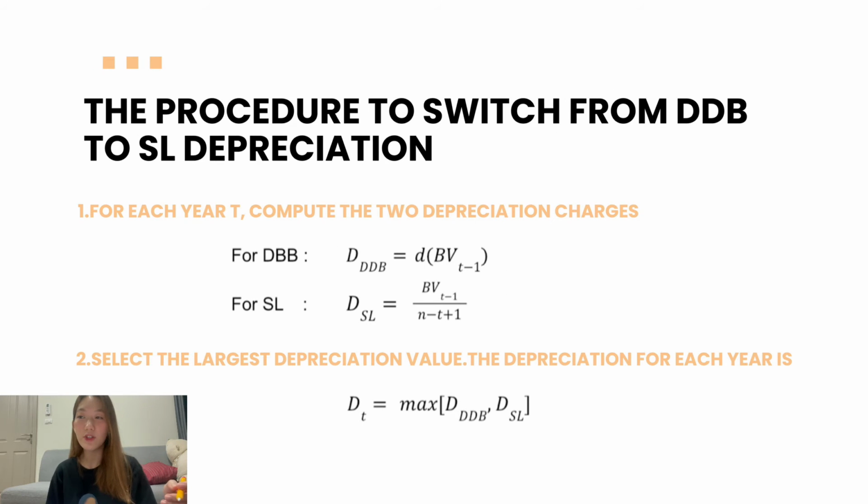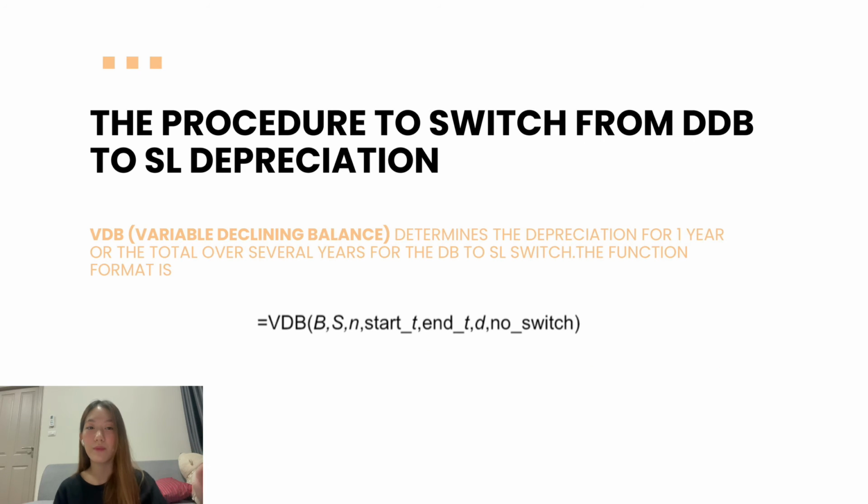Next is the procedure to switch from DDB to SL depreciation. For the first step, for each year t, compute the 2 depreciation charges. Next, select the largest depreciation value. The formula is provided in the slide, as you can see. And for VDB, or variable declining balance, this means the depreciation for 1 year or the total over several years for the DB to SL switch. The function format is provided below in the slide.